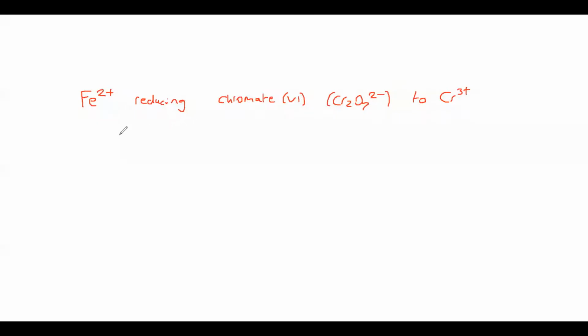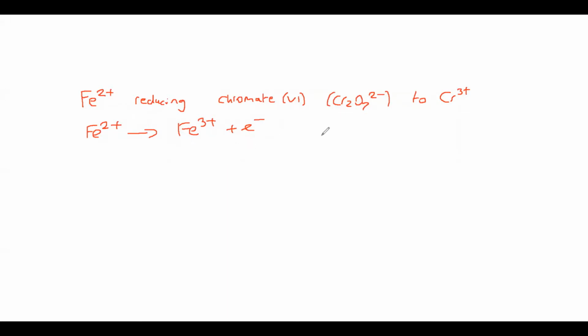So here we have a similar example where we have our iron 2 plus reducing the chromate 6 plus, which is Cr2O72 minus ion, to chromium 3 plus. So we know that our iron 2 plus is going to be our reducing agent, just like before. So it's itself going to be oxidized. So we see it be oxidized in the same way, where it gives up an electron, forming the iron 3 plus an electron. That's all the same.